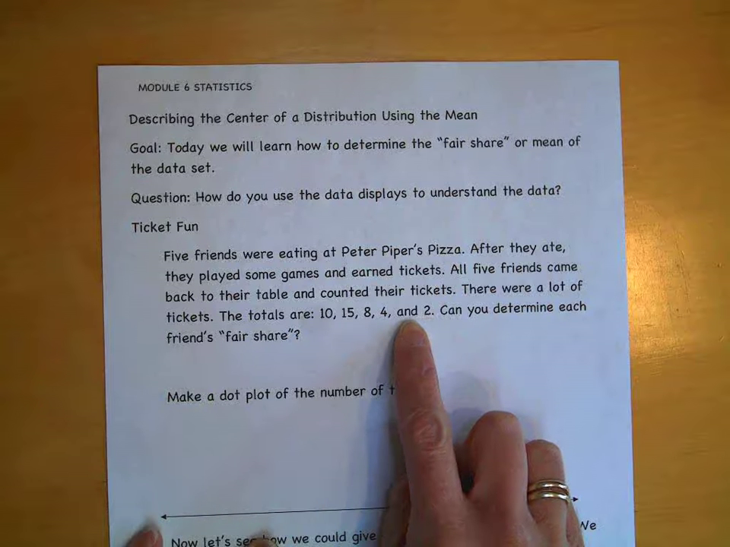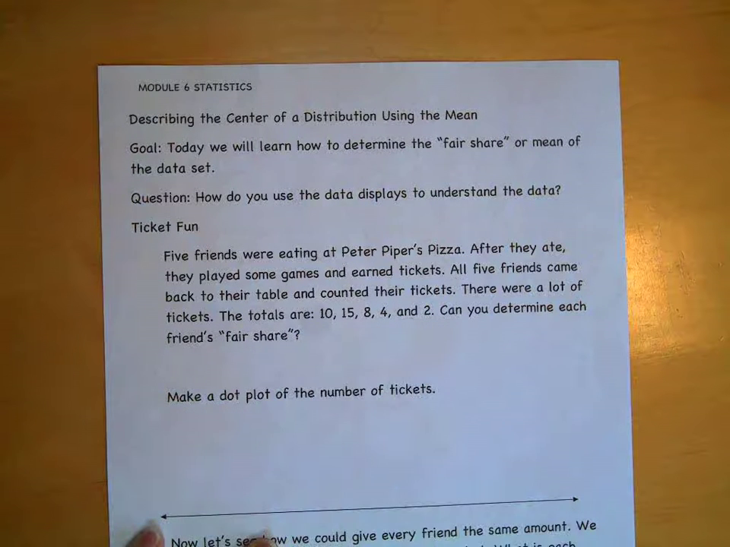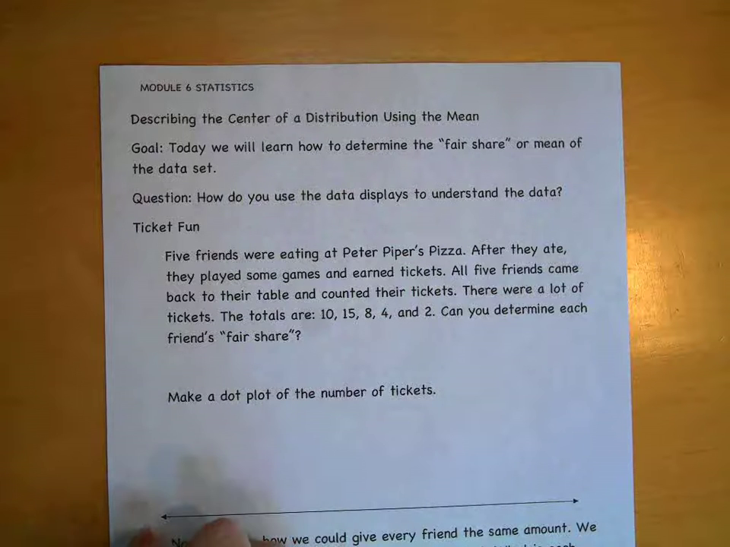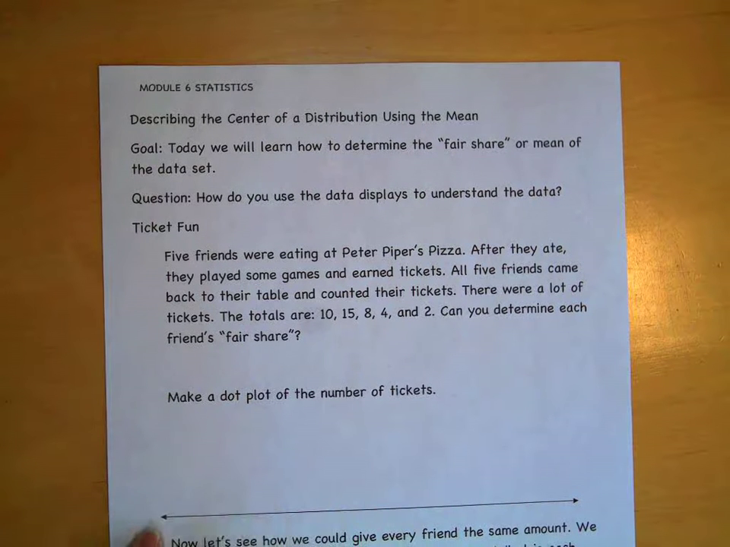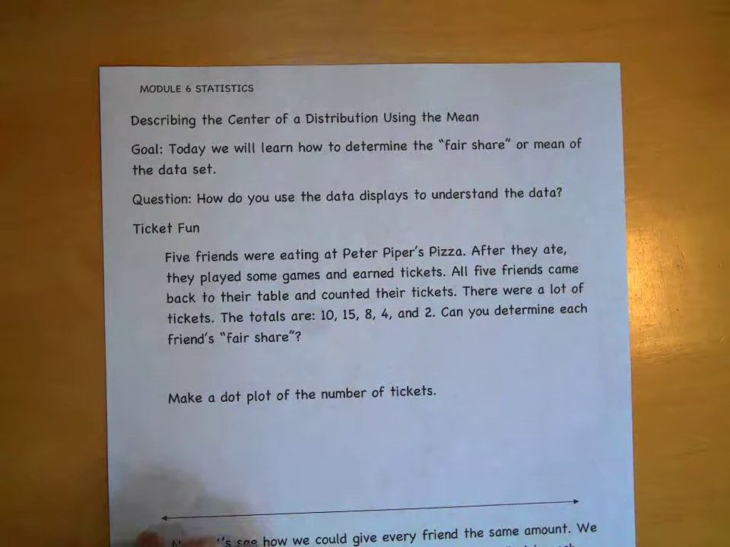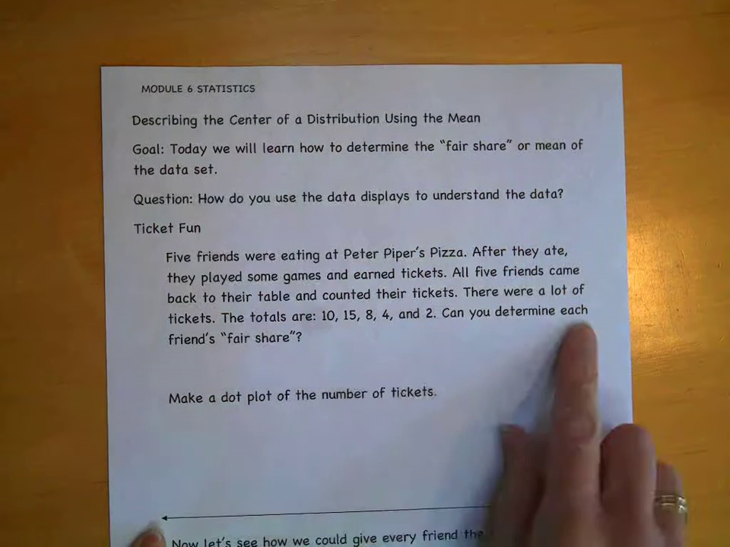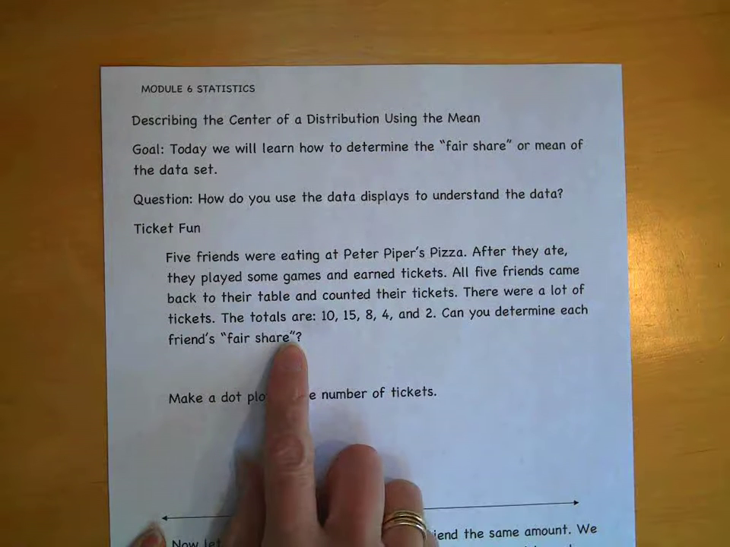So your job is to do this: because we're all friends and we all want to have the same amount, because we get to go to the ticket store and we want everybody to be able to buy equal amounts, we have to figure out the friend's fair share. So it says, can you determine each friend's fair share?